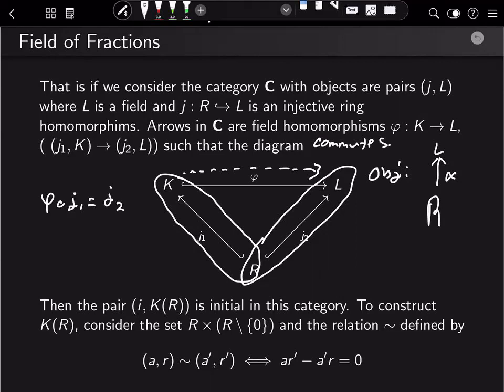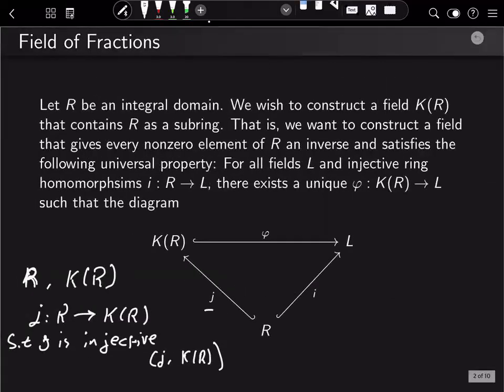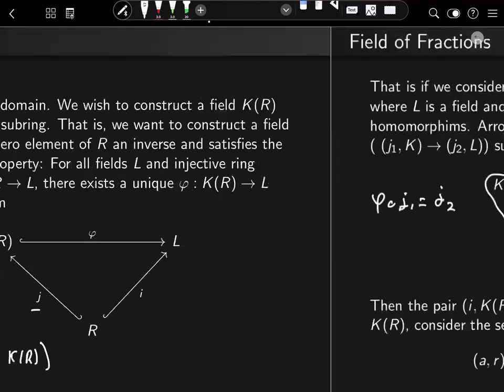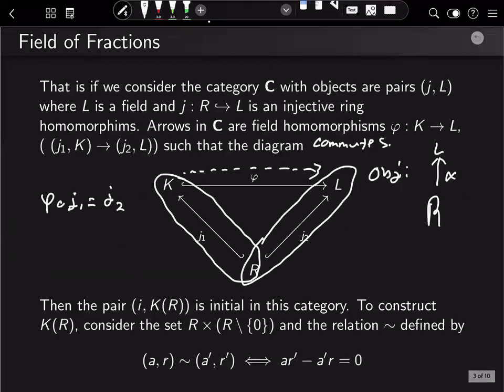And our claim is that the pair that we defined before, whatever this field of fractions is going to be, together with this injective ring homomorphism J into the field of fractions, is initial in this category. But first we have to construct the field of fractions and understand what it is.